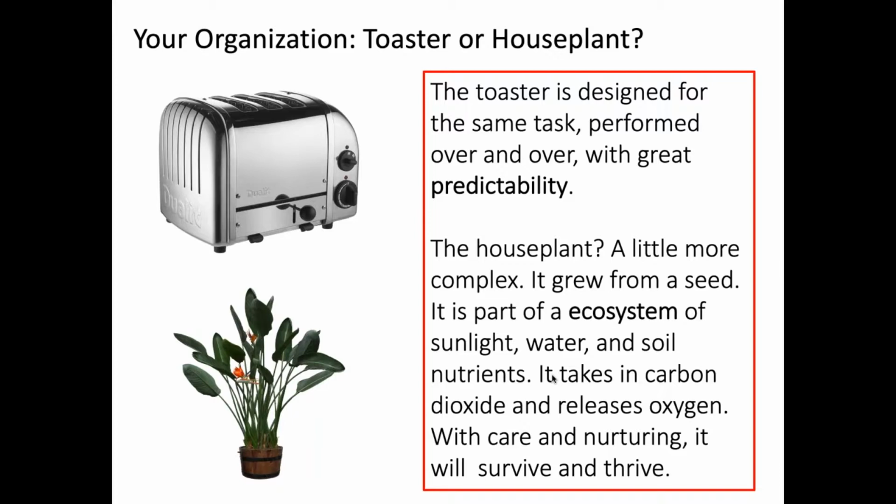Well, what about a house plant? Well, it's a little bit more complex than the toaster, isn't it? So a house plant, well, it grew from a seed. It's part of an ecosystem of sunlight and water and soil nutrients, and it takes in carbon dioxide from the environment and it releases oxygen, and with just a little bit of care, it can thrive. So which is your organization most like, a toaster or a house plant? Well, that's kind of a trick question, because most of our organizations have to be a little bit of both. There's a little bit of toaster in us, and there's a little bit of house plant.